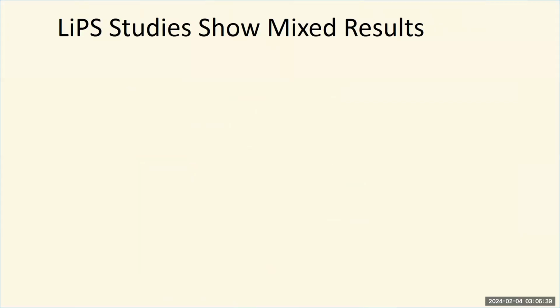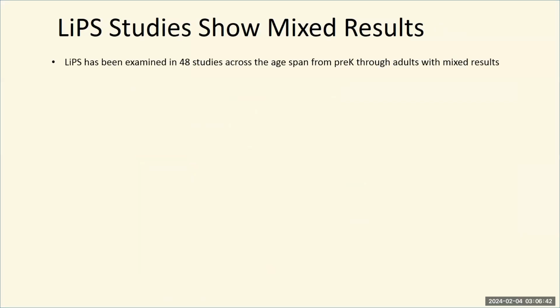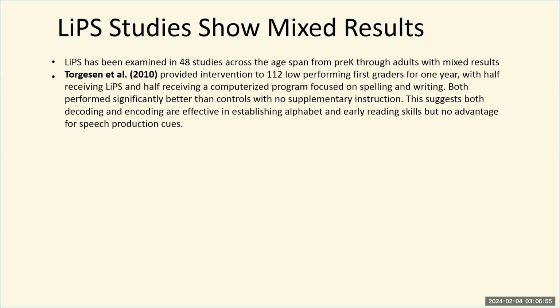As we said, this program has been around for a long time. There are minimally 48 studies using Lindamood across the age span from pre-K through adults. And we're just going to highlight a couple of these studies. Torgesen et al. provided intervention to 112 low-performing first graders for 1 year. Half received LIPS and half received a computerized program focusing on spelling and writing. Both performed significantly better than controls with no supplementary instruction.